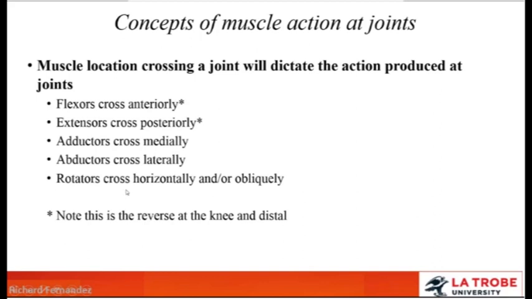Rotators, on the other hand, can cross joints both horizontally or obliquely, and you'll come to see some of those in the session on the deep gluteal muscles. I should also point out that below the knee, flexors actually cross joints posteriorly and extensors cross joints anteriorly.